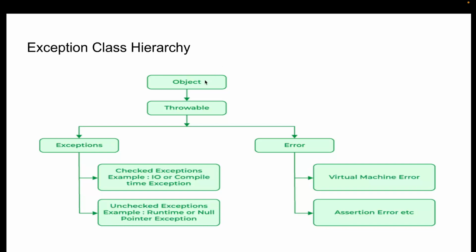Object class is at the super parent level, that is at the highest hierarchy. Then there is the Throwable class, and Throwable has two child classes. One is Error, one is Exceptions. Error is something that we do not have control over, so we will not see it in this class, and we will deal with exceptions. Exceptions are now categorized into two. One is checked exceptions, another is unchecked exceptions. Checked are compile time exceptions, and unchecked are runtime exceptions.